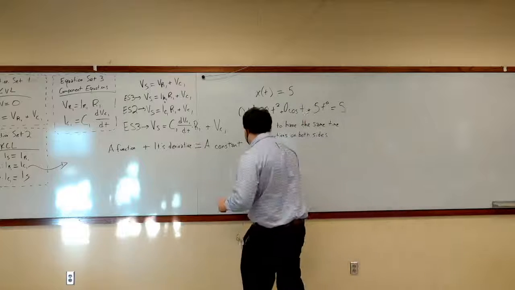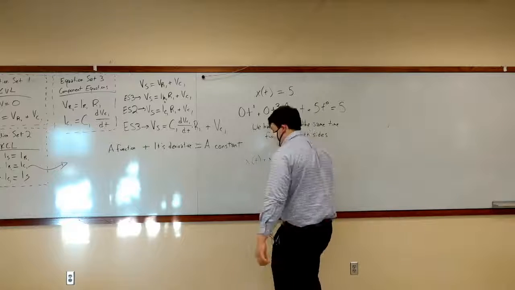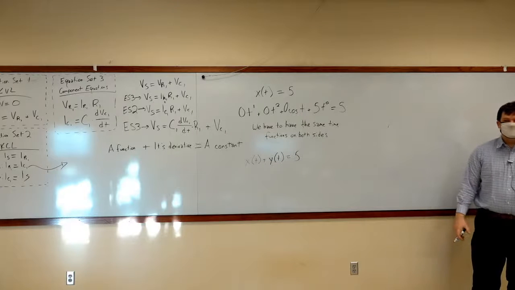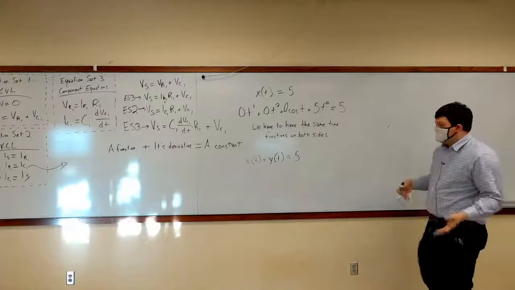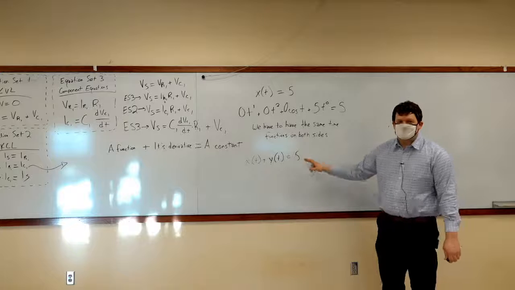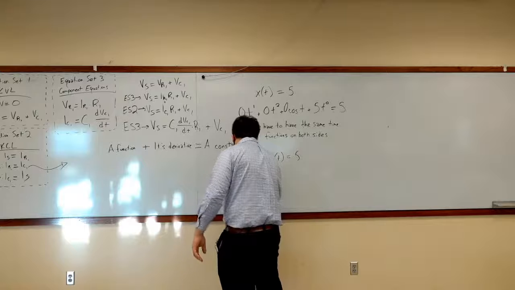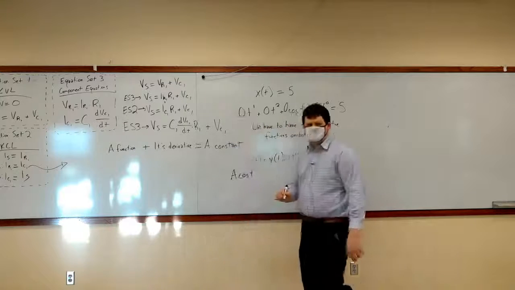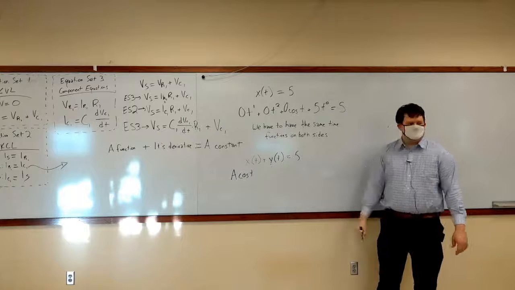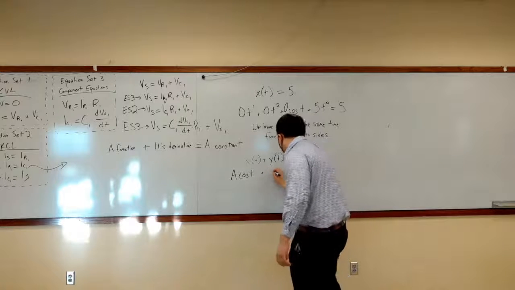Okay? If this is x of t plus y of t are equal to 5, where now both x and y of t have some other components to them. Everything that is not a constant has to cancel out, right? If x is equal to a times cosine of t, if that's what x of t is equal to, what is y of t going to be equal to? What is y of t?